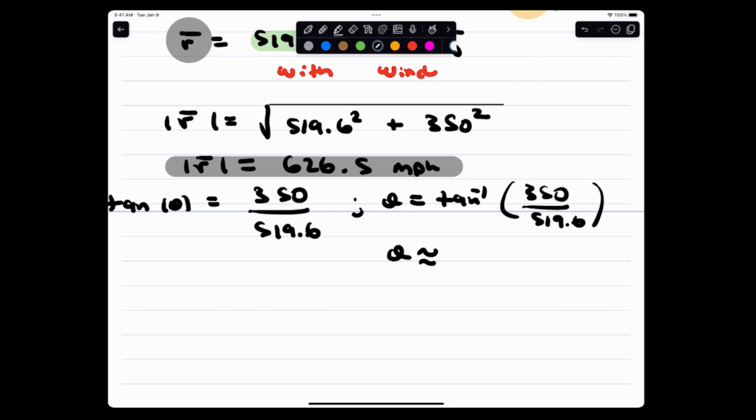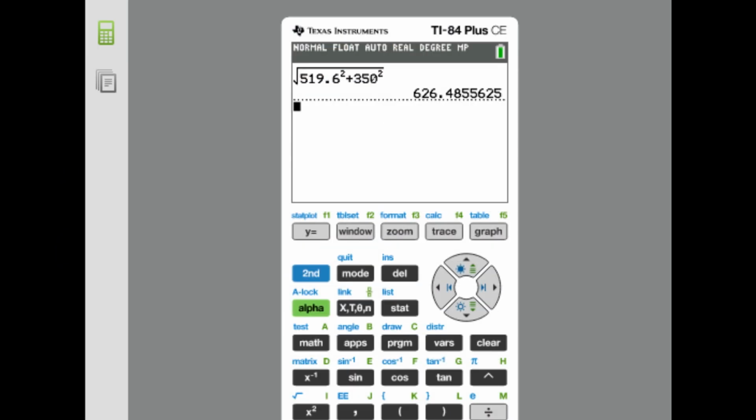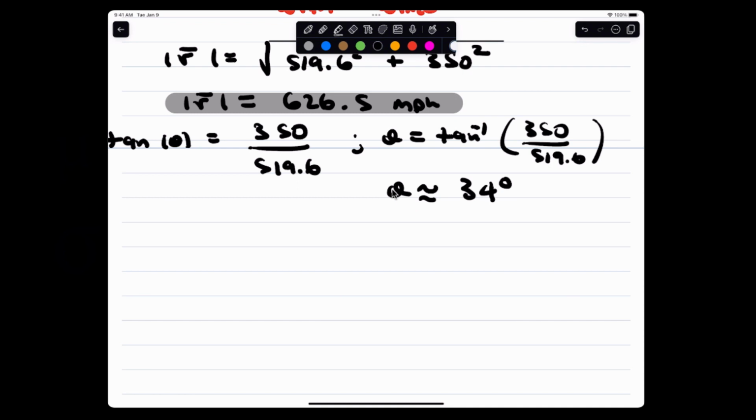Let's find that theta standard angle now. So for theta, inverse tangent, 350 divided by what? 519.6. Close that out. We get what kind of degrees? The standard angle is what? 34 degrees, to the nearest degree.